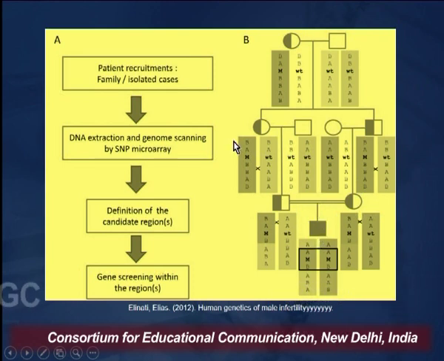Wherever there is a heterozygosity for a particular allele, it becomes a carrier. Where there is a homozygosity for a particular allele, in this case it is normal, and when there is a homozygosity for a particular allele which is mutated, then it becomes the diseased one. So, this is a recessive pedigree.